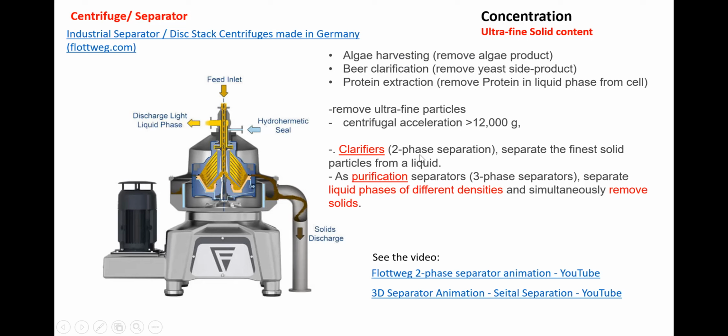One is called two-phase, another is three-phase. As the name implies, two-phase means that we just remove the liquid from the fine solid. However, for three-phase, which is spun at much higher centrifugal forces, it will separate even liquid phases of different density, and of course, this must simultaneously remove the solid.